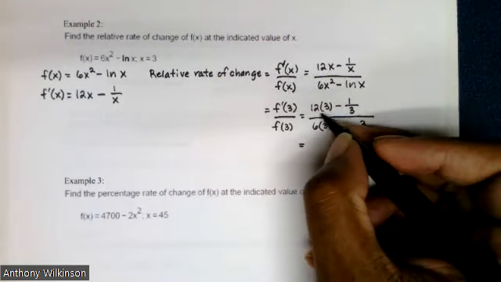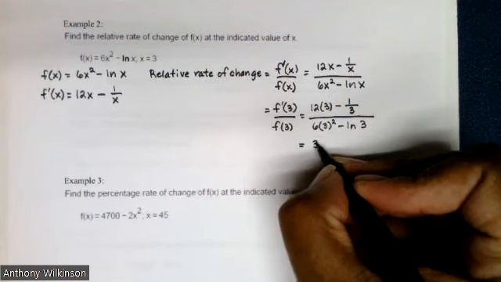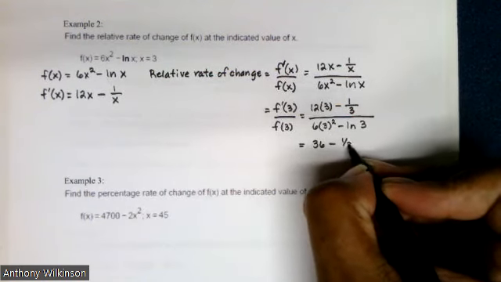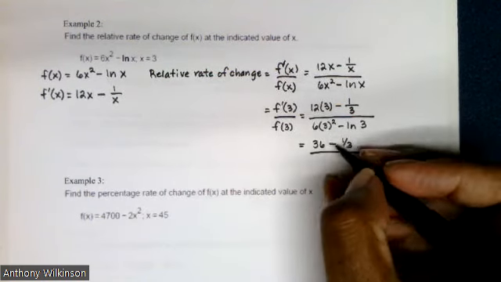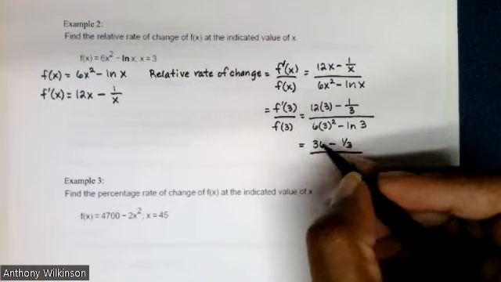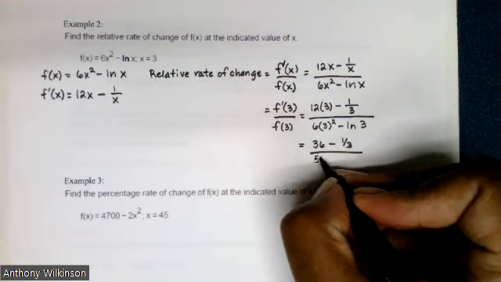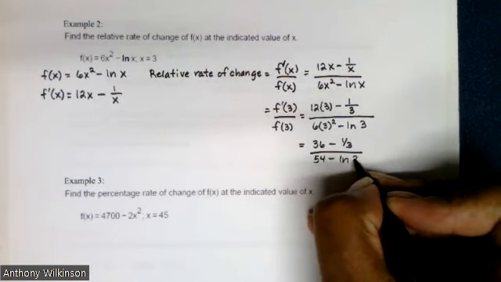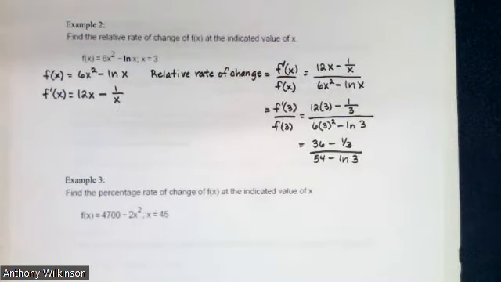Now, if I simplify that, 12 times 3 will be 36 minus 1/3 divided by, if I square this 3, that's going to be 9 times the 6 in front, that will be 54 minus ln of 3.